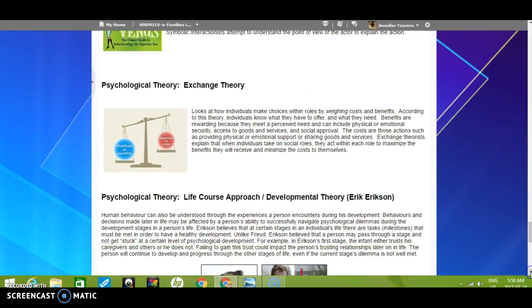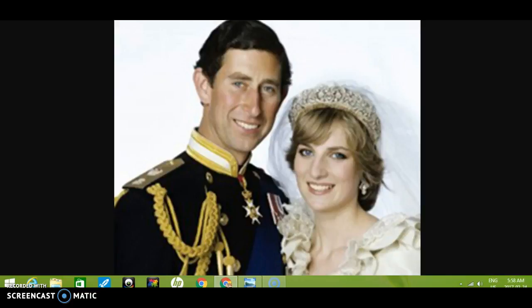Exchange theory, as you saw in all those pictures of Prince Charles and Lady Diana, relates to exchange theory. Essentially, this is looking at pros and cons of situations, or costs and benefits. Costs are things that you give away, or negatives, and benefits are the positive part. When choosing a woman to marry, Prince Charles, who is the heir to the throne, was somewhat pressured into marrying Princess Diana, as she's later known.